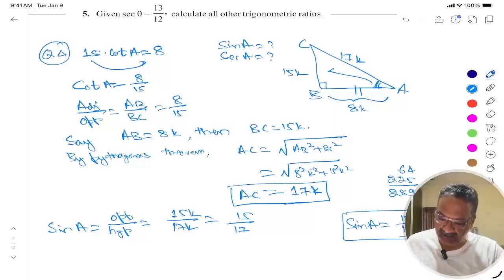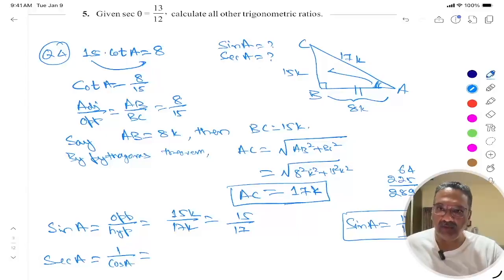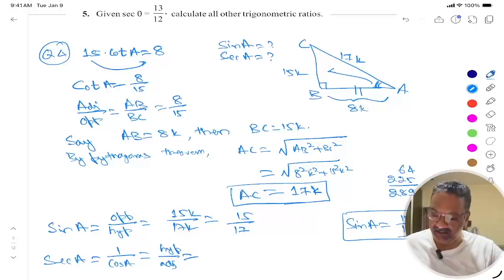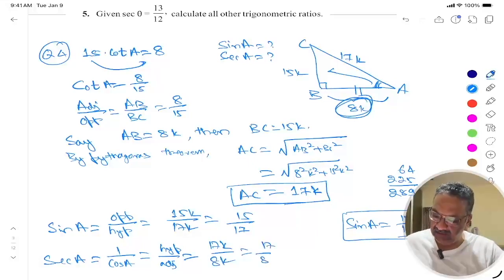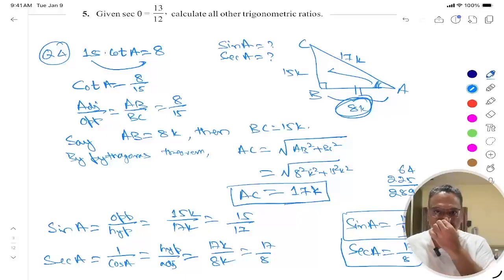Similarly, what is the next thing they have asked? Secant A. Secant A is nothing but 1 by cos A, which is hypotenuse by adjacent. What is hypotenuse? Hypotenuse is AC, which is 17K, by adjacent AB, which is 8K, equal to 17 by 8. So secant A is equal to 17 by 8. We got the two ratios.